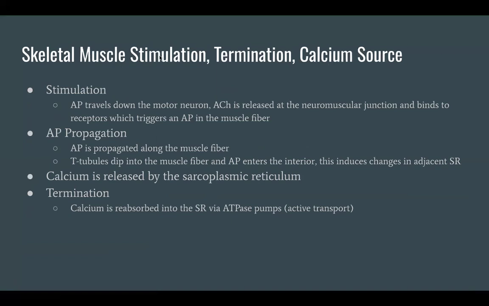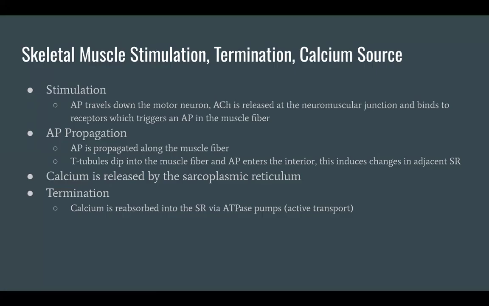Skeletal muscle is stimulated when an action potential travels down the motor neuron, which will release acetylcholine at the neuromuscular junction. This acetylcholine will bind to receptors, which will trigger an action potential in the muscle fiber. Then the action potential will be propagated along the muscle fiber, and T tubules will dip into the muscle fiber, and an action potential will enter the interior. So the potential will be not just on the surface, but also in the interior of the muscle.